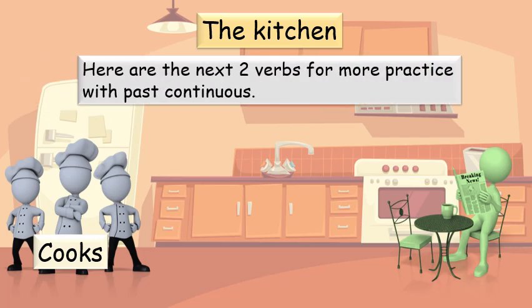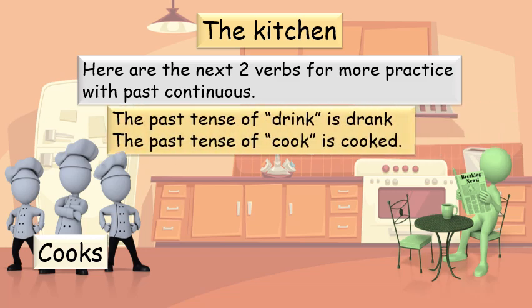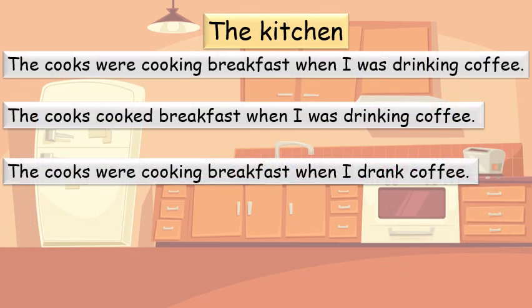Here are the next two verbs for more practice with past continuous. The past tense of drink is drank. The past tense of cook is cooked. The cooks were cooking breakfast when I was drinking coffee. The cooks cooked breakfast when I was drinking coffee. The cooks were cooking breakfast when I drank coffee. Now, answer my questions.